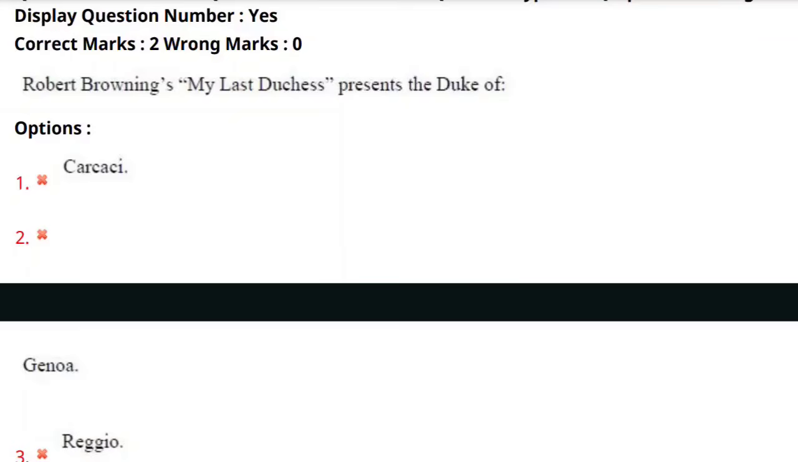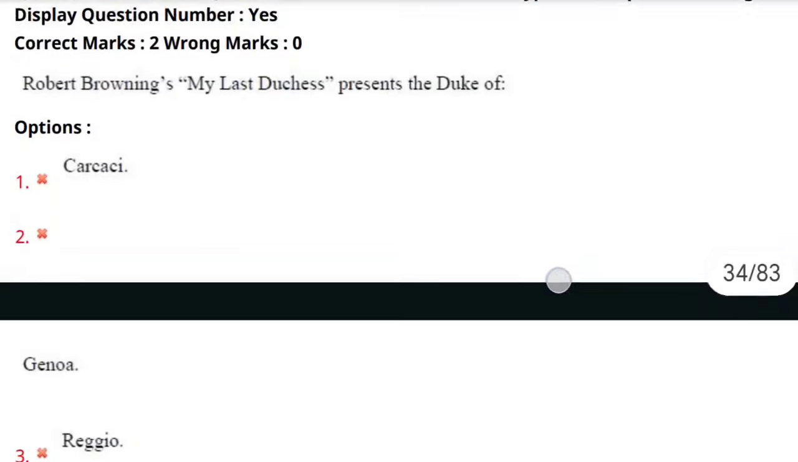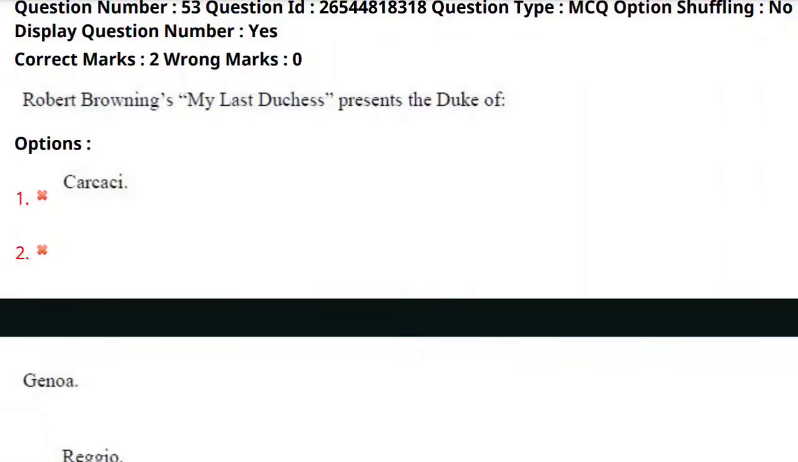Here you can see the options, then we'll talk about the answer. Circasi, Genoa, Reggio and Ferrara. And the correct answer here is Duke of Ferrara. Duke of Ferrara is the speaker of My Last Duchess, which is written by Robert Browning.